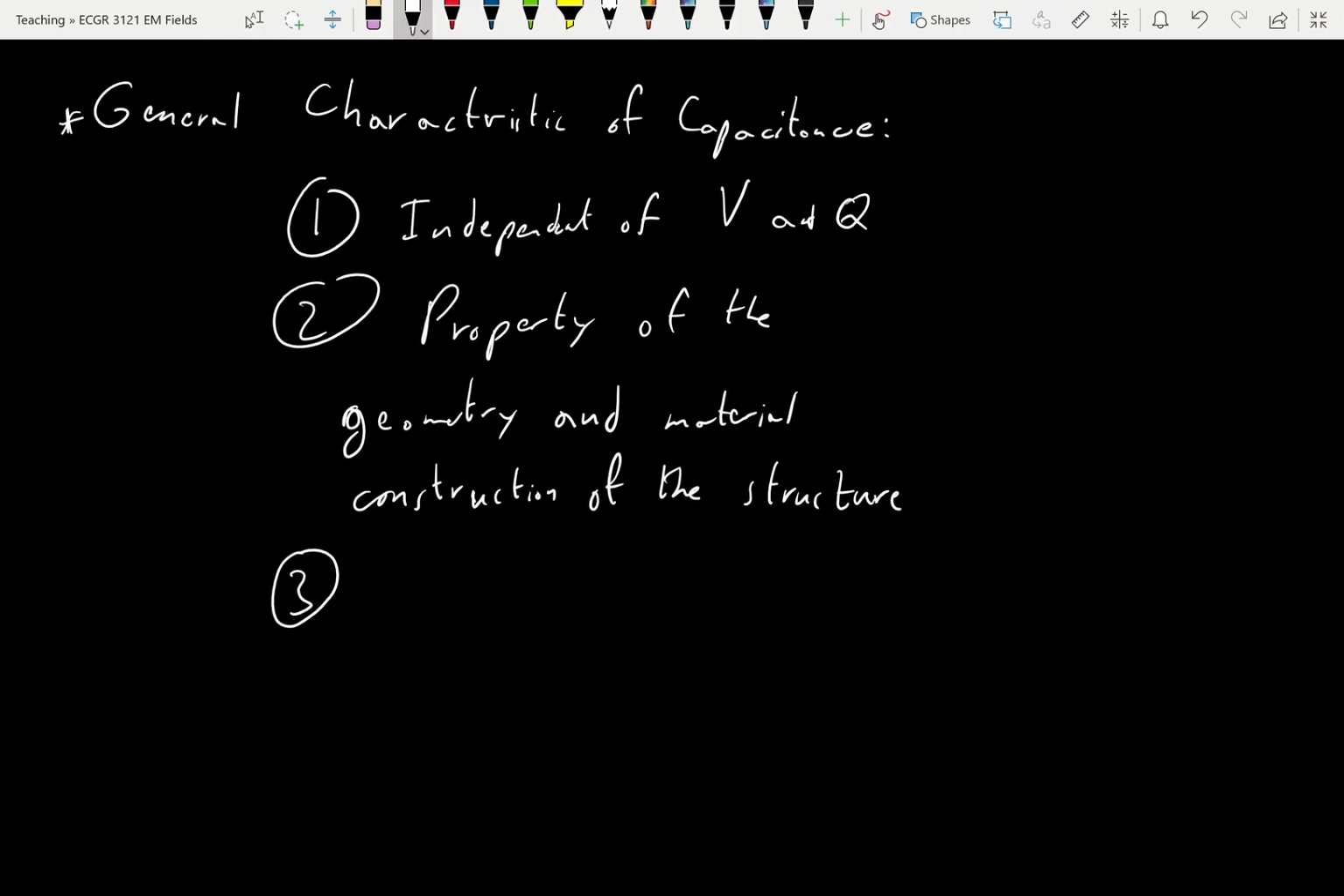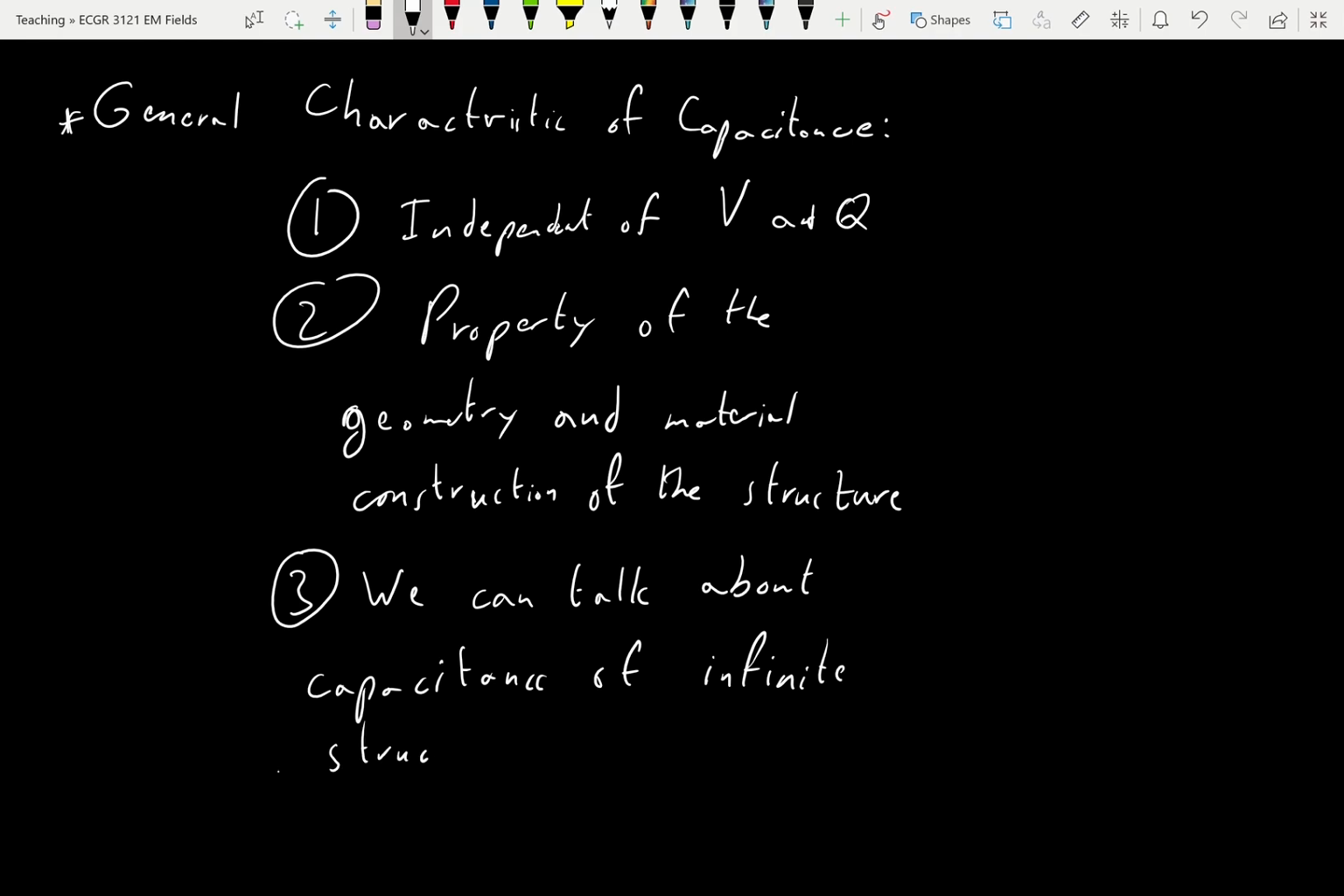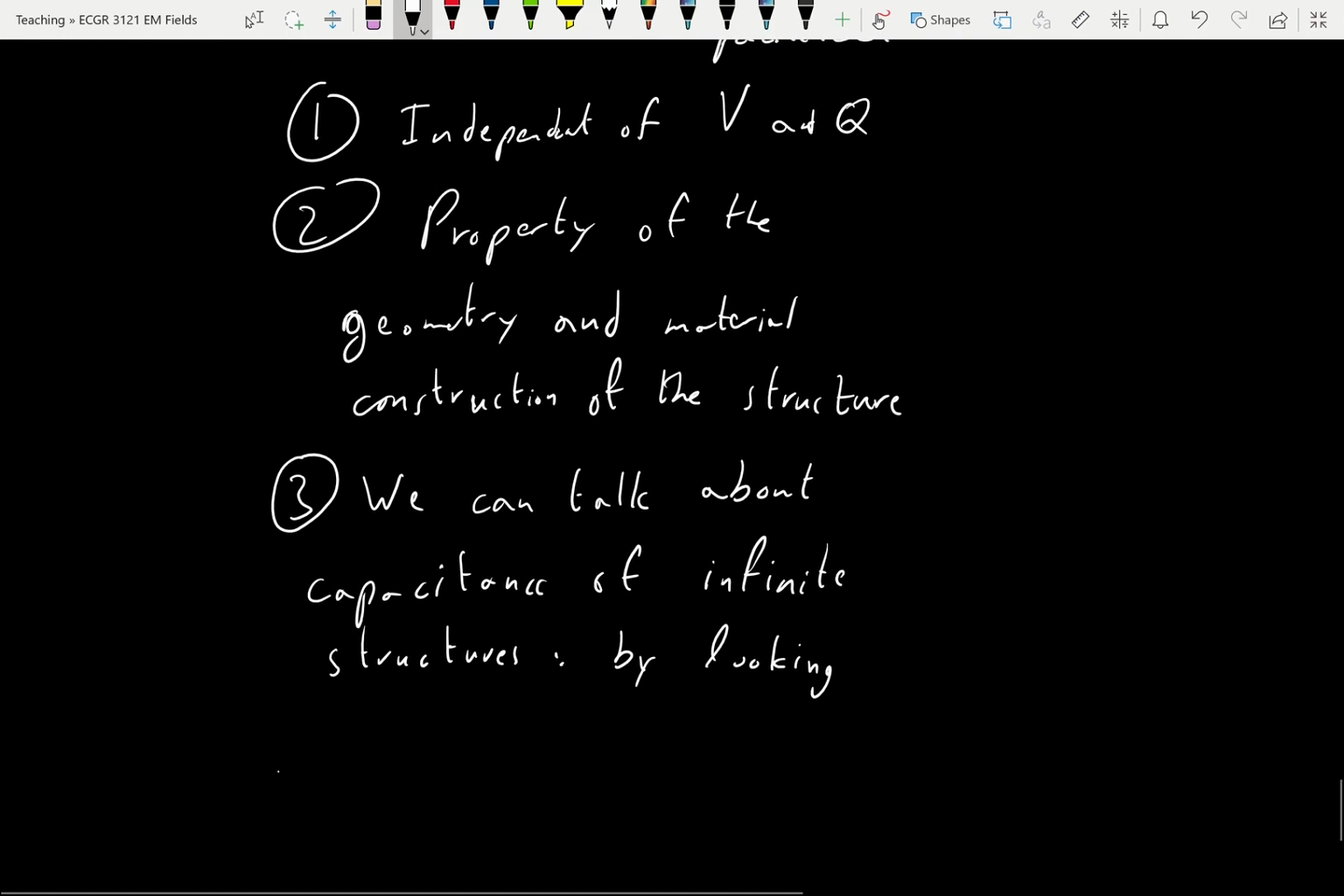Right? And the third thing we can talk about, and we touched on this at the beginning of the lecture, is that we can talk about capacitance of infinite structures. How? By examining the capacitance per unit length.